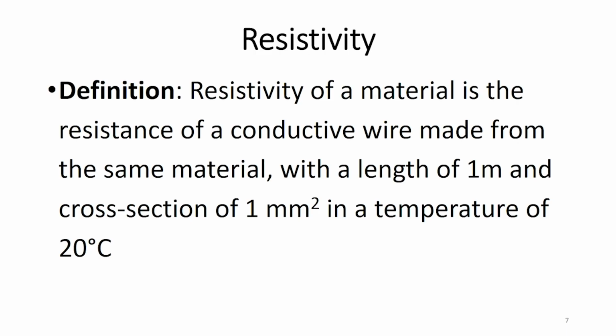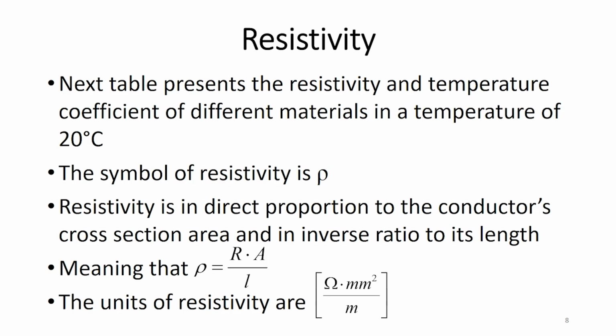Definition: resistivity of a material is the resistance of a conductive wire made from the same material with a length of 1 meter and a cross-section of 1 square millimeter in a temperature of 20 degrees Celsius. The next table presents the resistivity and temperature coefficient of different materials in a temperature of 20 degrees Celsius. The symbol of resistivity is the Greek letter rho.